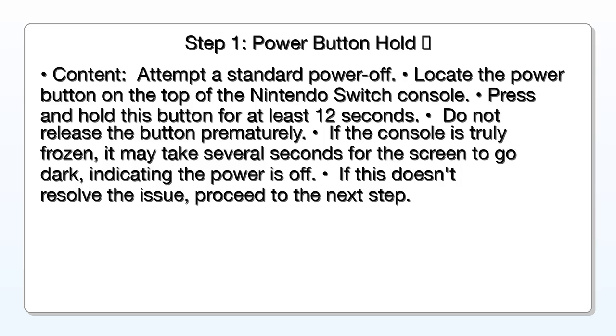Step 1: Hold the power button. Attempt the standard power off. Locate the power button on the top of the Nintendo Switch console, and press and hold this button for at least 12 seconds. Do not release the button prematurely. If the console is truly frozen, it may take several seconds for the screen to go dark, indicating the power is off. If this doesn't resolve the issue, proceed to the next step.